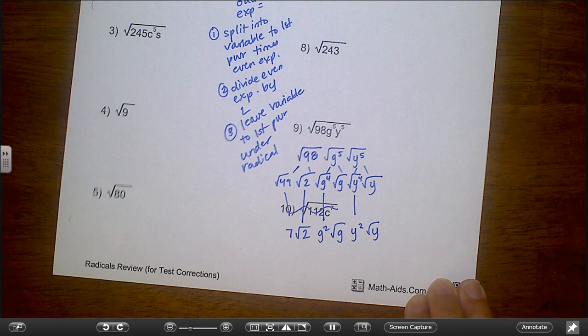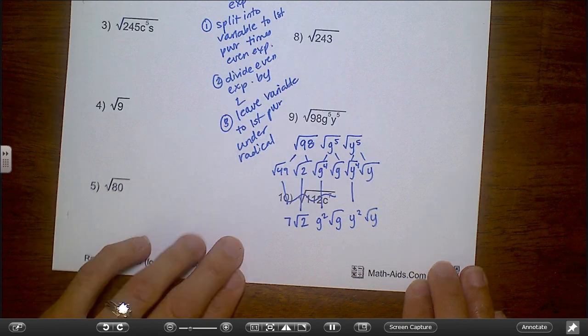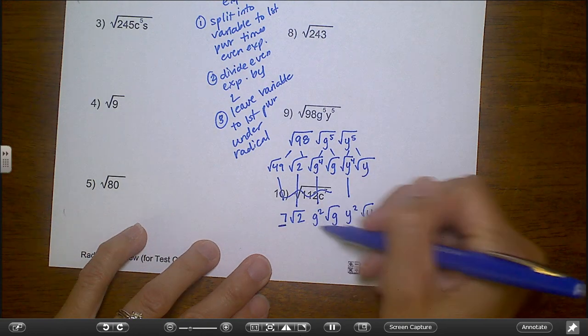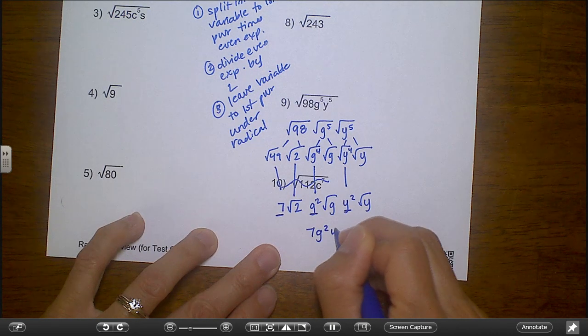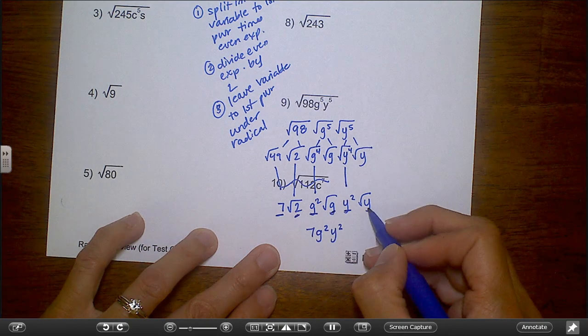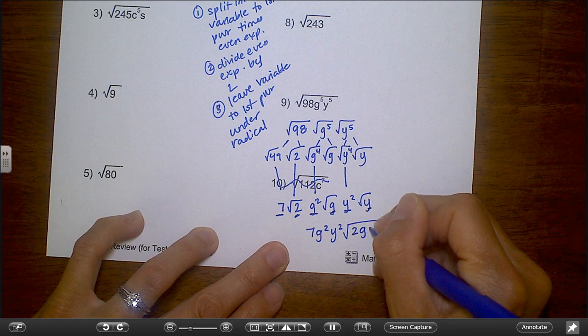And now this just looks a little bit funny because I just have a whole bunch of different things in a line. But what you can do is all the things that are outside a radical can multiply together. So 7g squared y squared, and all the things that are inside the radical you can put together too. So times the square root of 2gy.